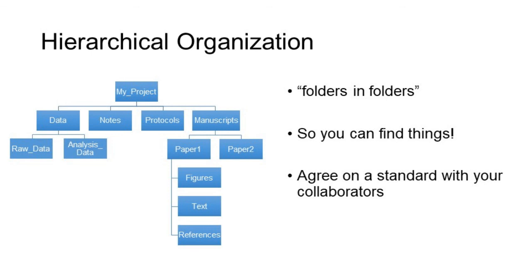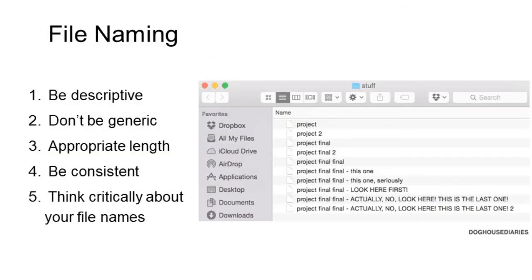Then within manuscripts, you could have folders for each paper and then sections of that paper. No matter how you organize it, you should agree on a standard format within your research group and with your collaborators to make your data interoperable. Since you'll be sharing files among various individuals, it's also important to develop a file naming convention early, so you don't end up with files that look like this.